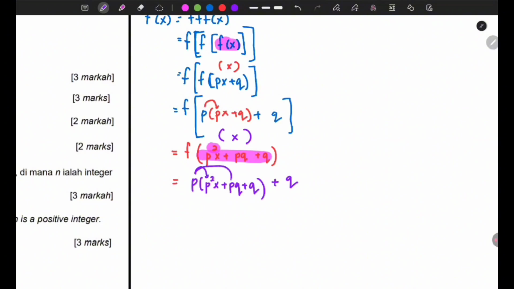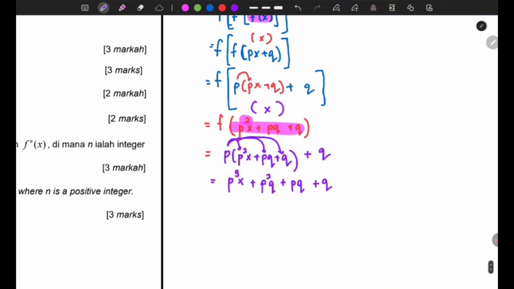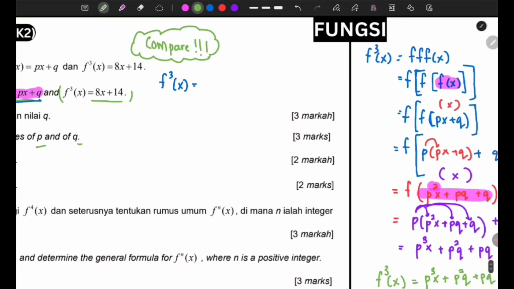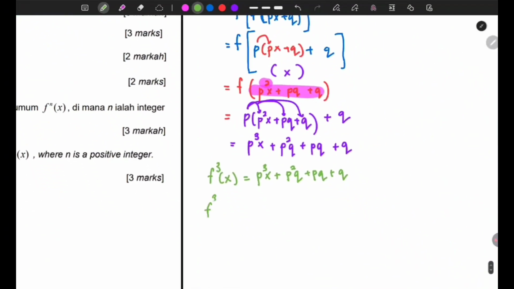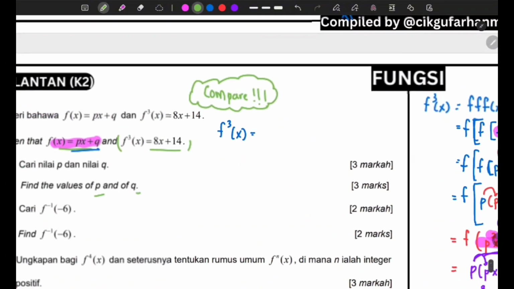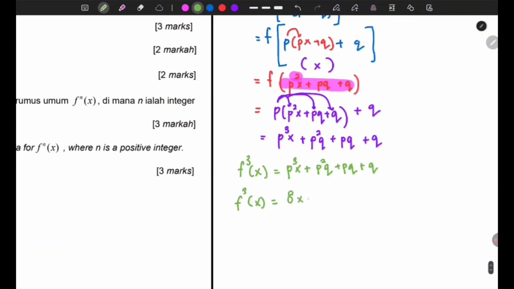Now expand again. So p square times p cube x plus p square q plus pq plus q. This is your f cube x. p cube x plus p square q plus pq plus q is what you found out. And what the question gave us is this: f cube x equals 8x plus 14.